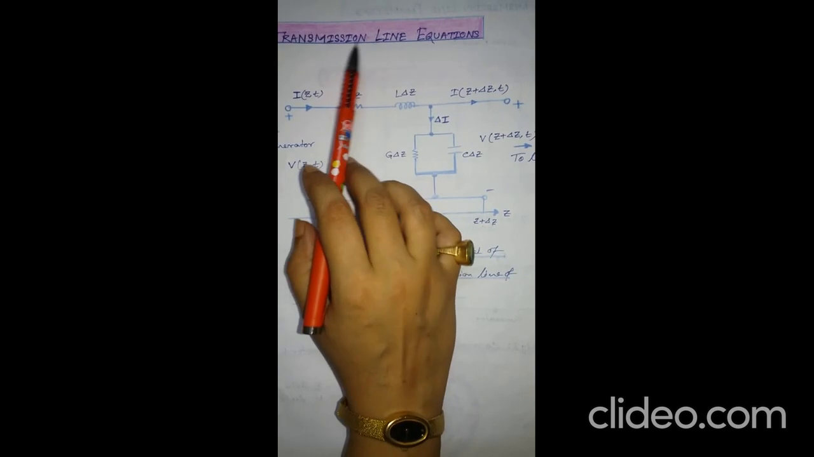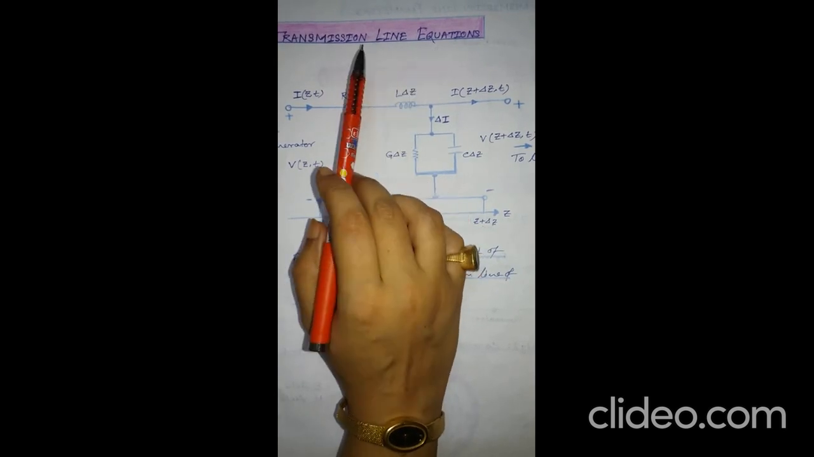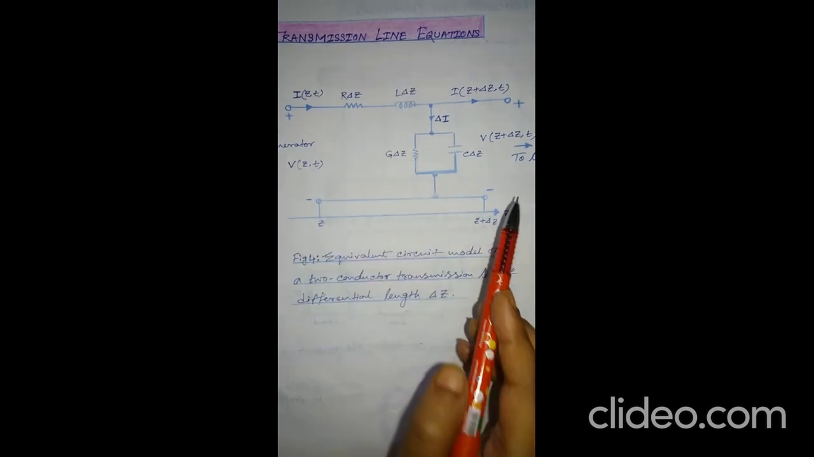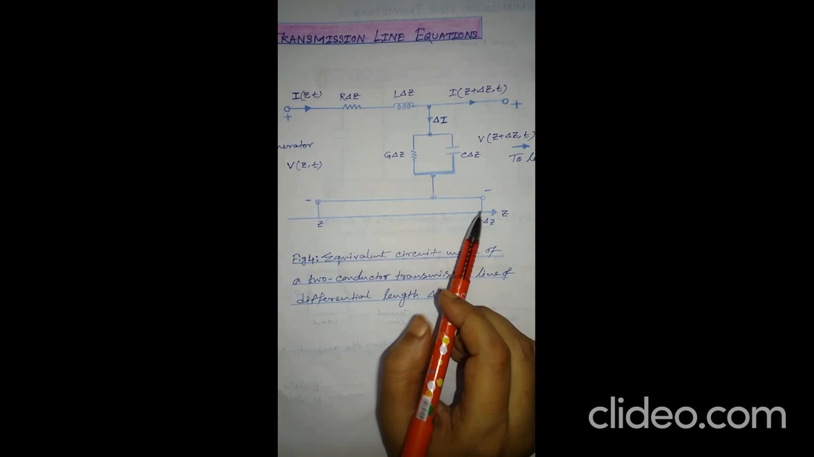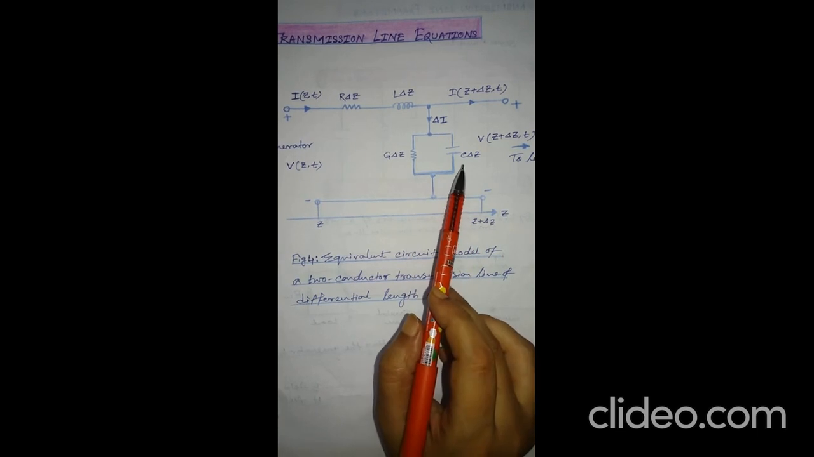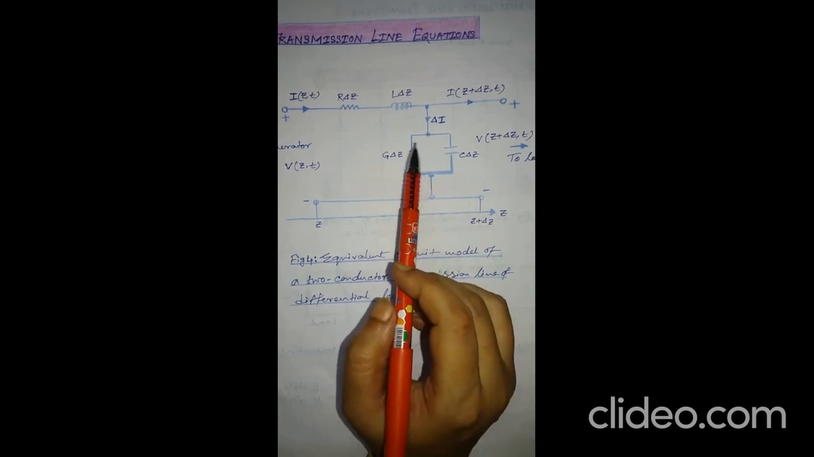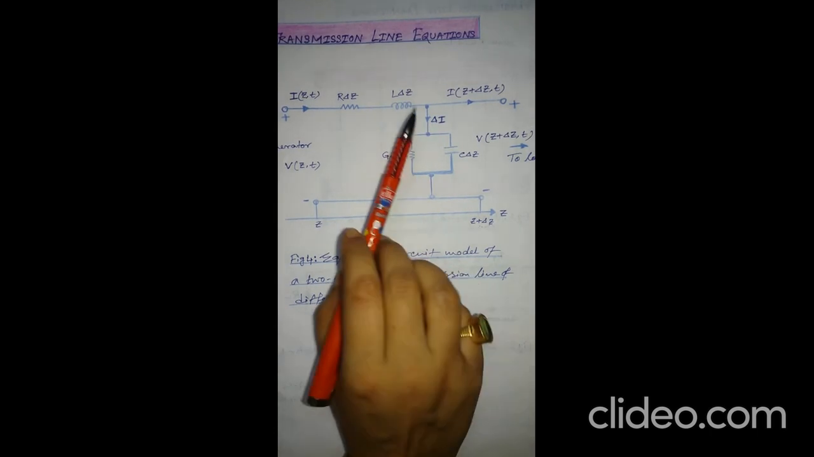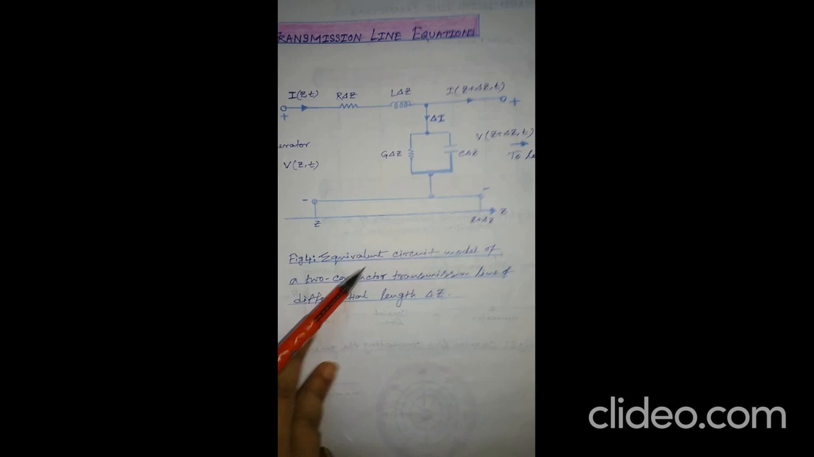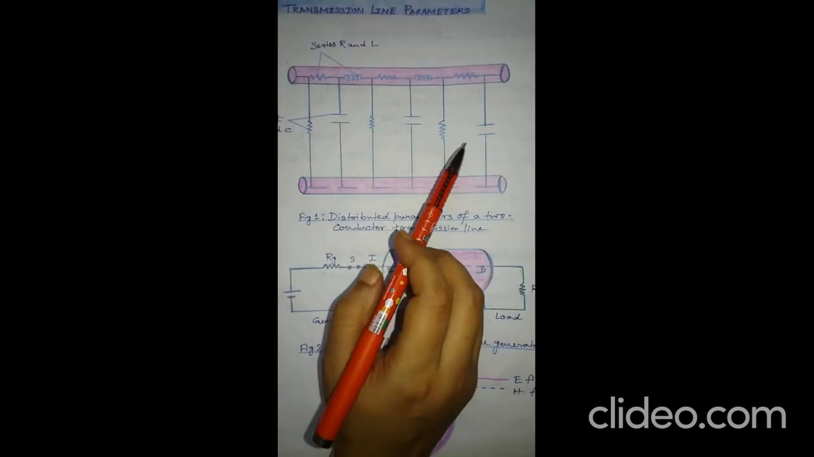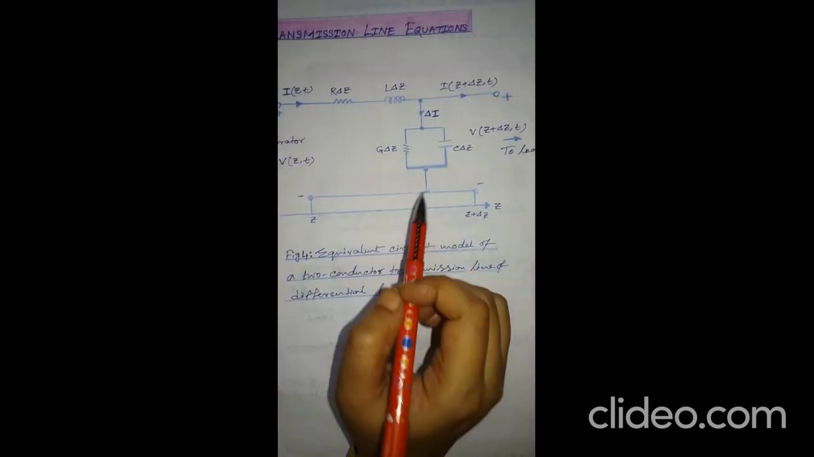Now the topic is the transmission line equation. Let us consider an incremental portion of length del z of a two-conductor transmission line. We have to find an equivalent circuit for this line and derive the line equation. From figure 1, just look at this figure, we get the equivalent circuit. That is figure 4.